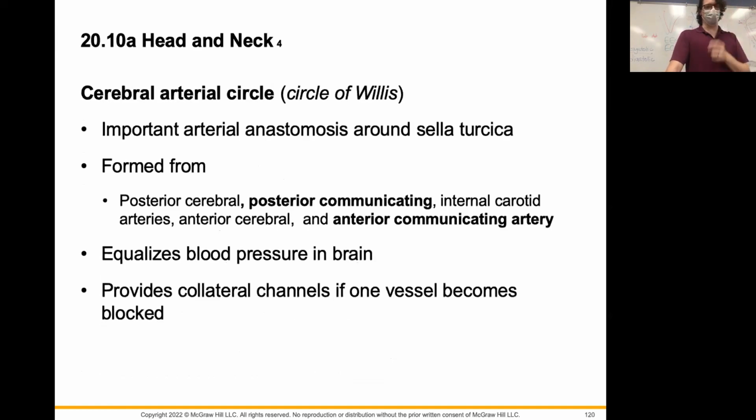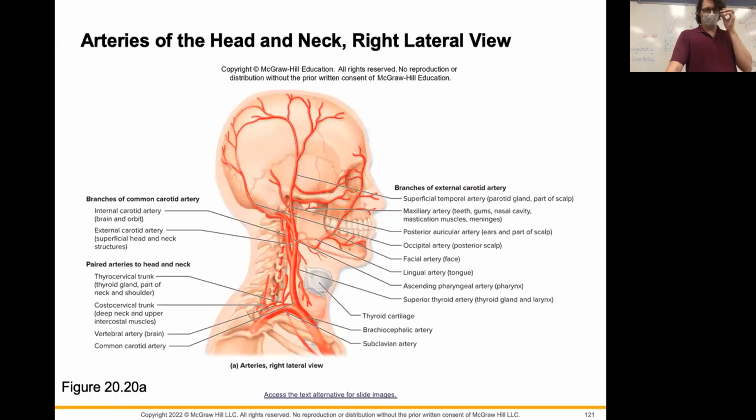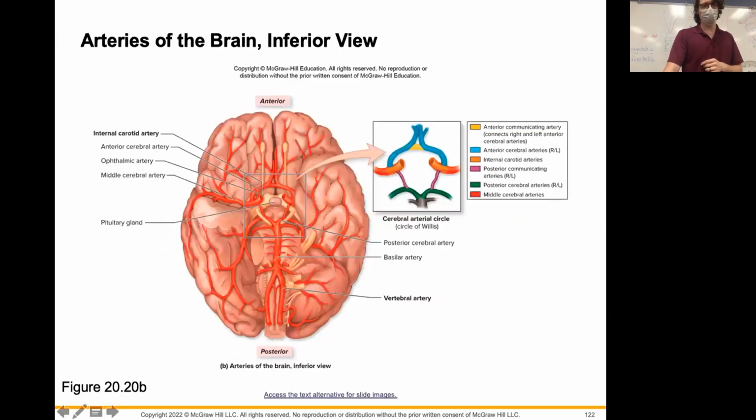There's honestly not very many new ones that you'll need to know. Here is one of the new ones that you'll need to know right here, though. This is the cerebral arterial circle, okay? So I said before that sometimes we'll have these little networks of things that we're going to call anastomoses. Well, here's a very important anastomosis in the head of the arteries. This is oftentimes called the circle of Willis, okay? So here we have a little circle of Willis.